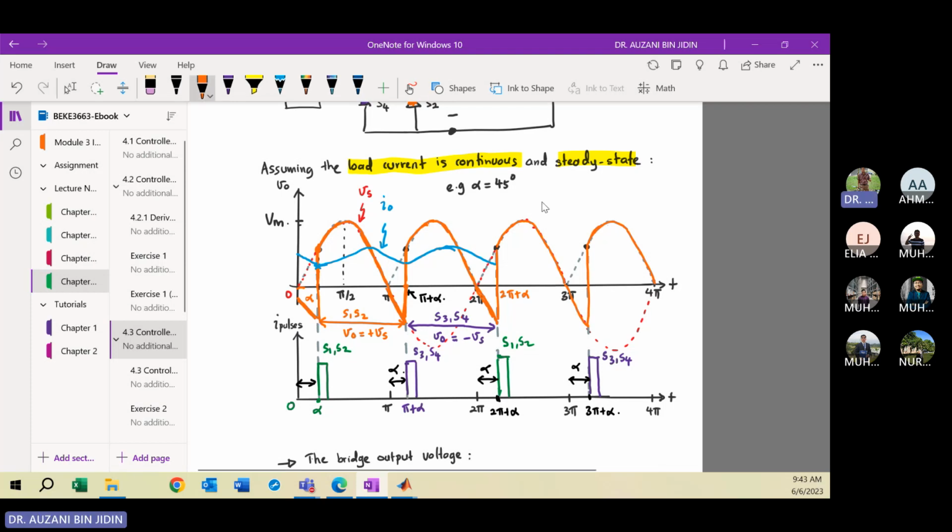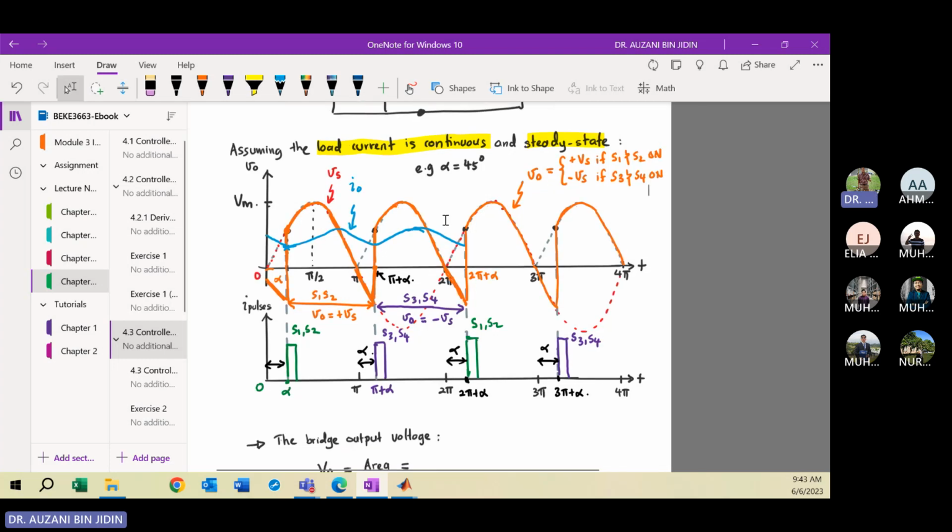Then the orange color is your output voltage. In this case, your output voltage can be two values, right? One is positive VS if S1 and S2 conduct. Otherwise, your VO is the inversion of the source voltage, negative VS, if S3 and S4 are in conducting mode.